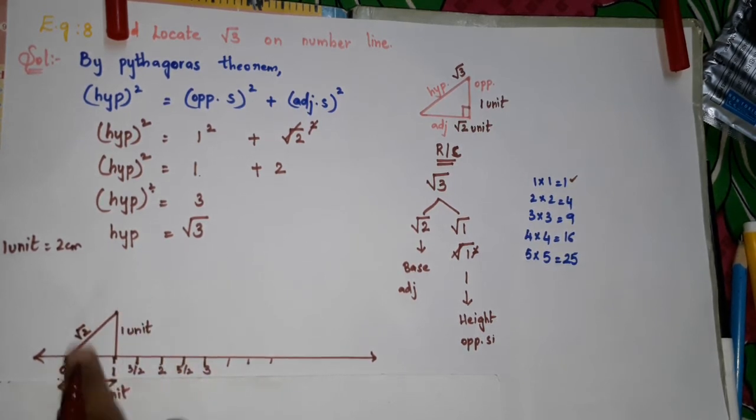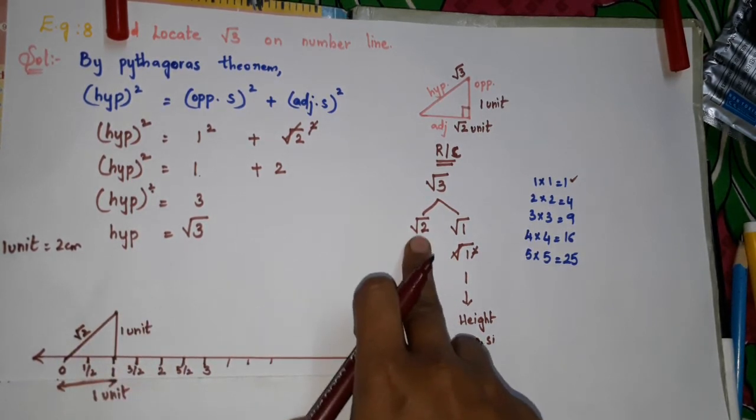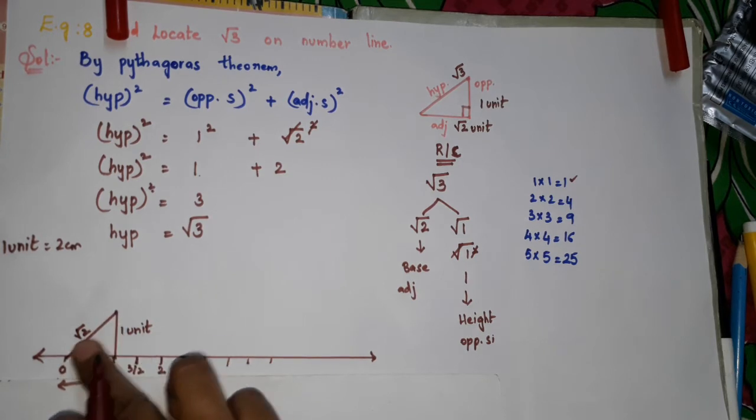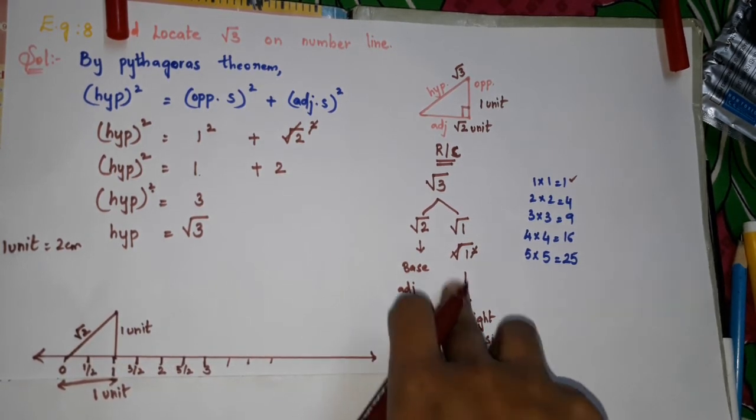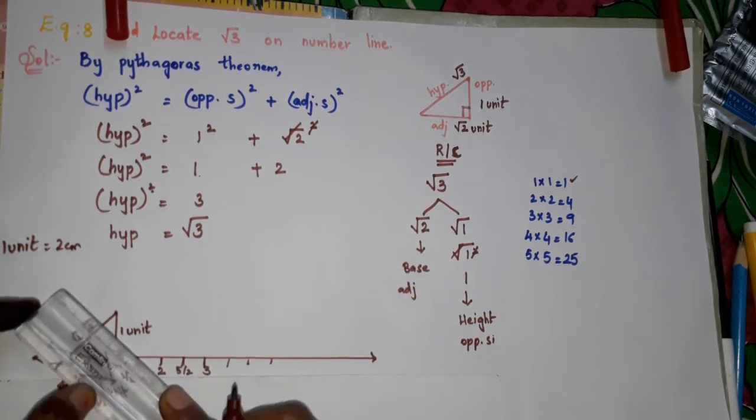First we have to draw like this. Now root 2, now root 2 is what? Base. Now this became the base. Now, what is the height? 1 unit. So our 1 unit is nothing but 2 centimeters.